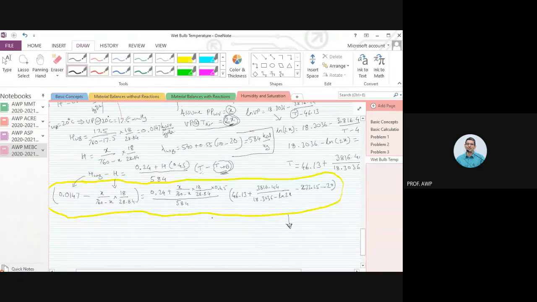So Ram, have you got the answer now from the equation? Did you put it in the calculator? No, sir. I'll do it now. We are waiting for you.